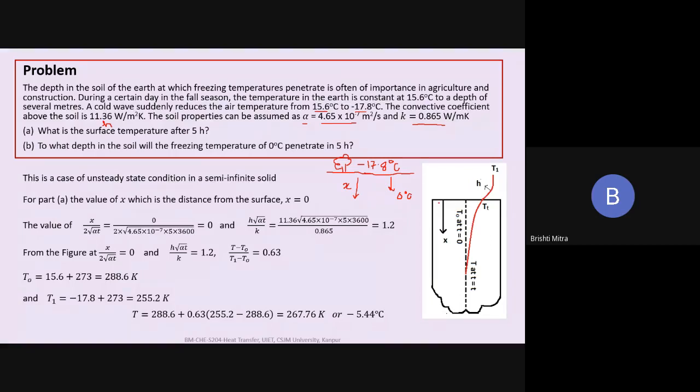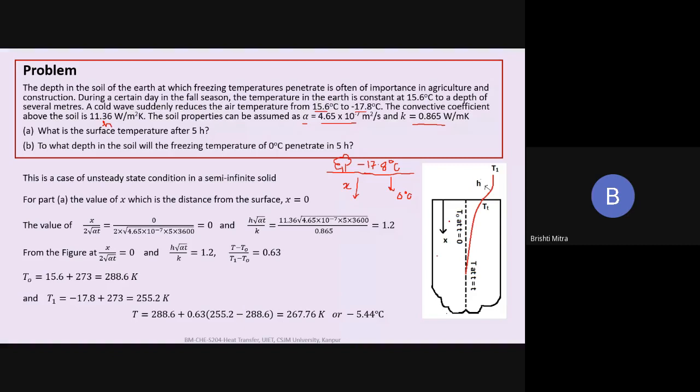So now we can see, say this is my infinite domain, and I'm showing the direction as the depth of the soil. This is the surface of my soil, and this is the temperature that has come down to minus 17.8 degrees centigrade. Let us see how the temperature changes. For this, we will use the graph for our calculation.